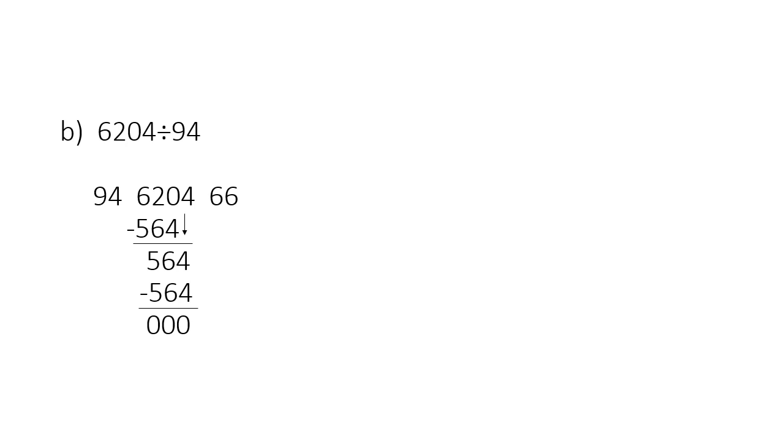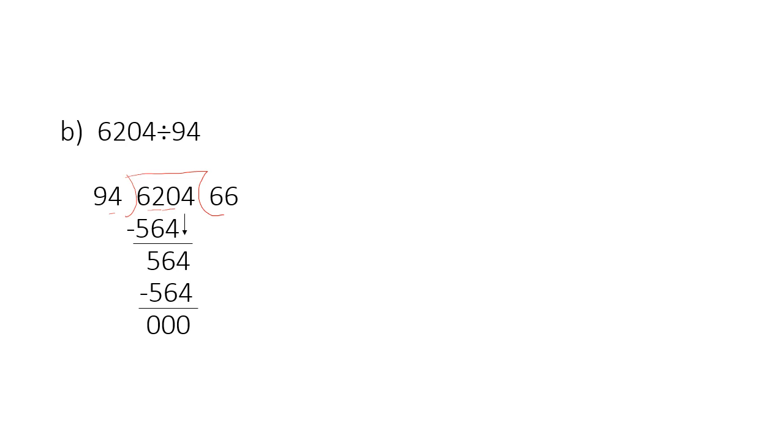Our next question is divide 6204 by 94. So here 94 is our divisor and 6204 is our dividend. Now to divide, we have to take two digits first. So this is 62, but 62 is smaller than 94. Then we have to take one more digit. So now we are having the number 620.